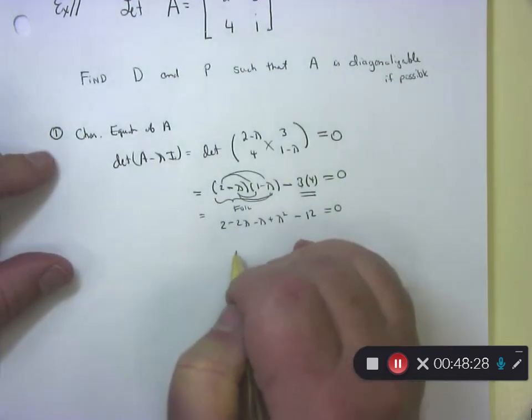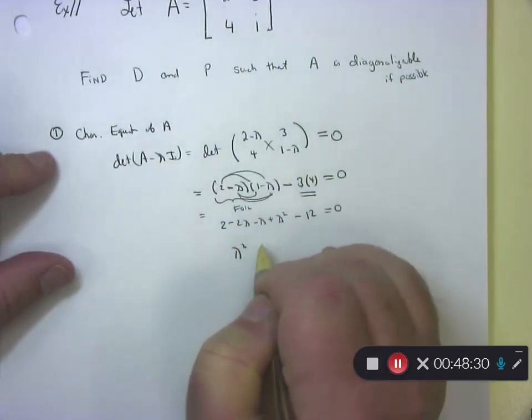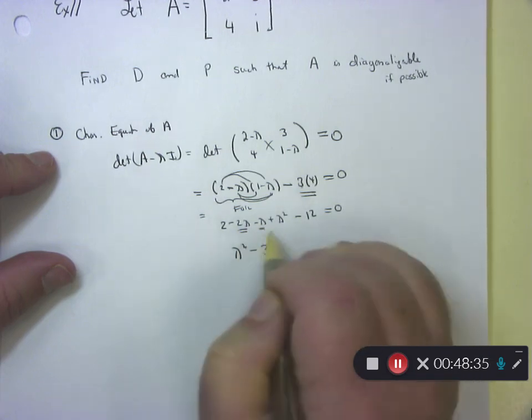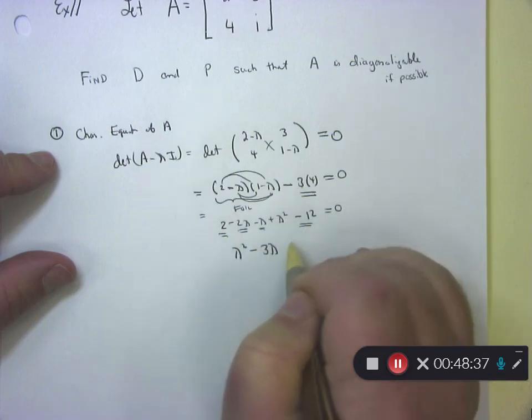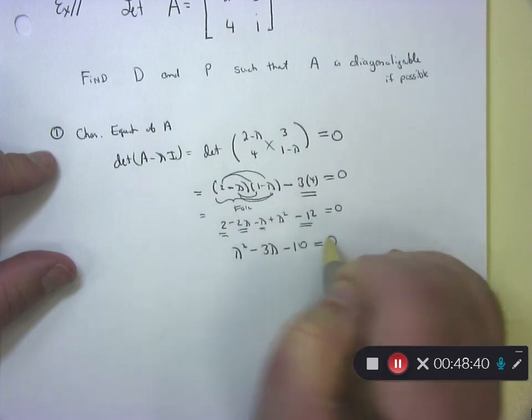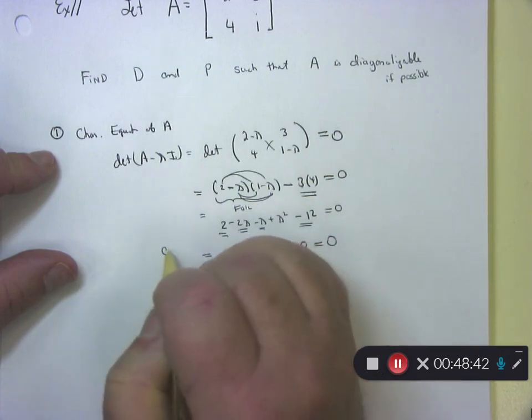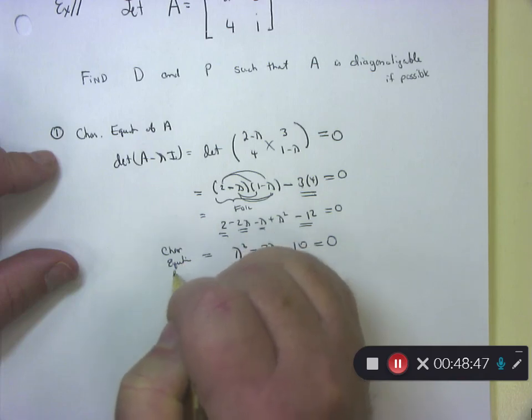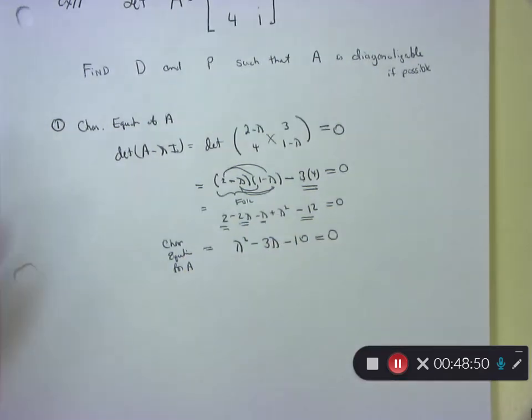So this would be lambda squared minus 2 lambda minus lambda would be a minus 3 lambda. 2 minus 12 is minus 10 equals 0. This right here is your characteristic equation for A. Take it all the way. Once you find the eigenvalues, then you have to find the eigenvectors. Now watch what happens and write this down to remind you of what to expect.